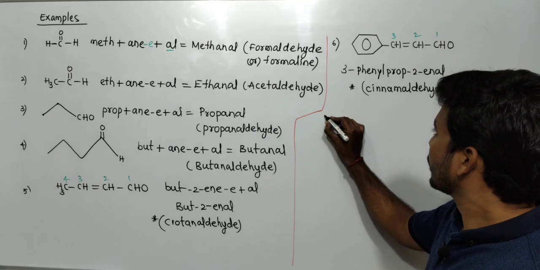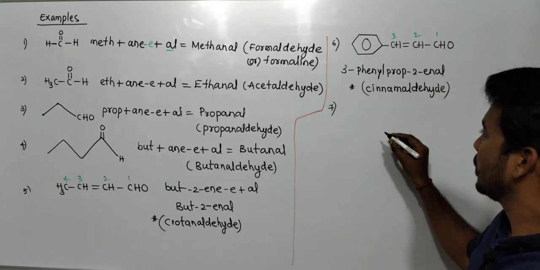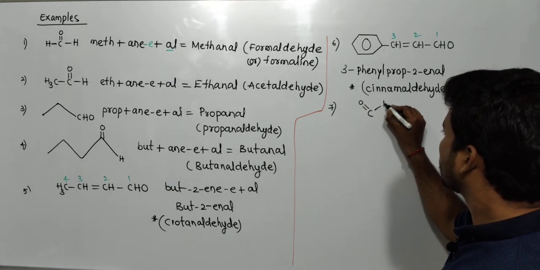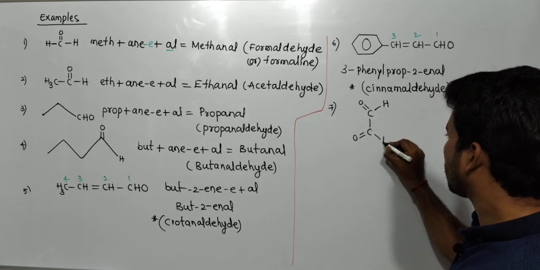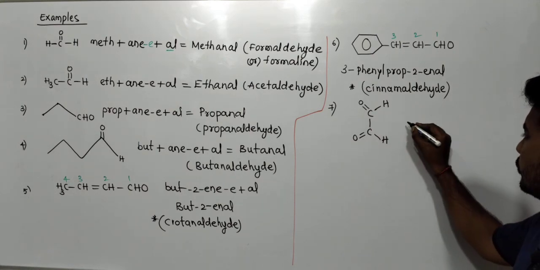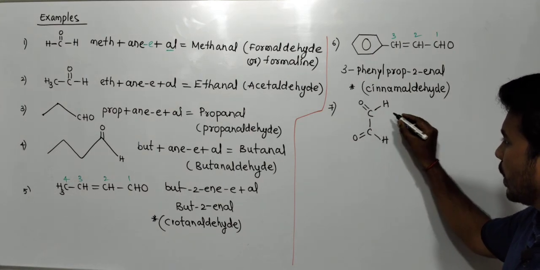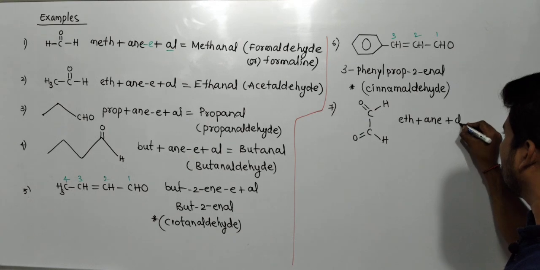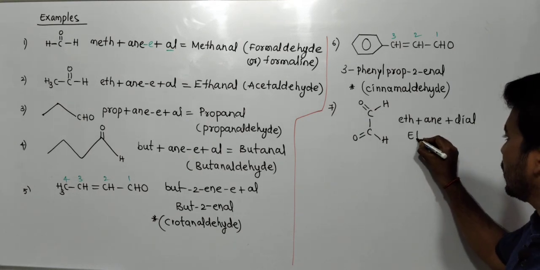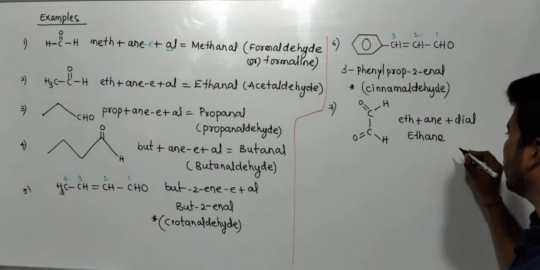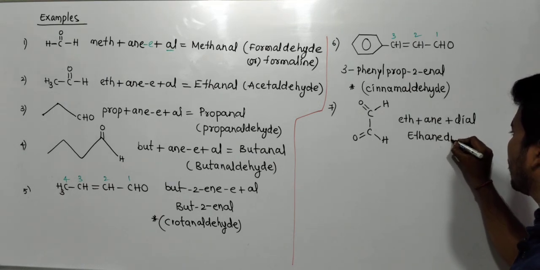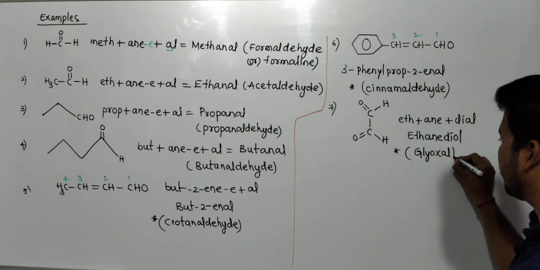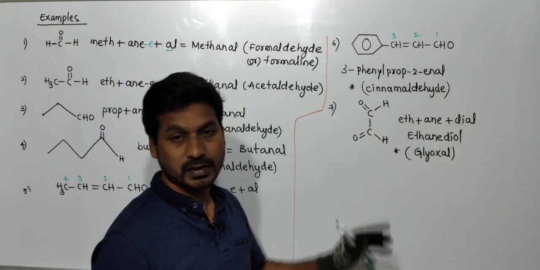Next, if molecule is CHO and CHO, here count number of carbon atoms, 2. So root word is eth. Between those 2 carbon atoms single bond, so ane. 2 CHO groups are present, so dial. Ethane dial. Ethane, eth plus ane, ethane, dial. But common name is familiar, that is glyoxal. What is the common name for this molecule? Glyoxal.